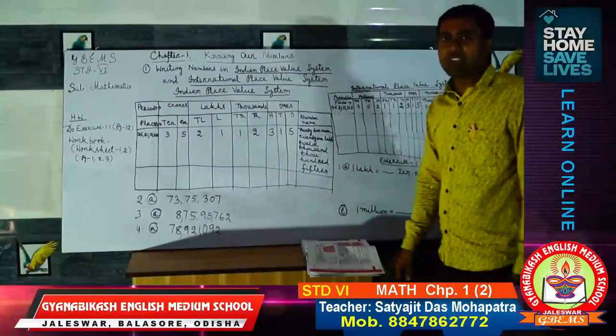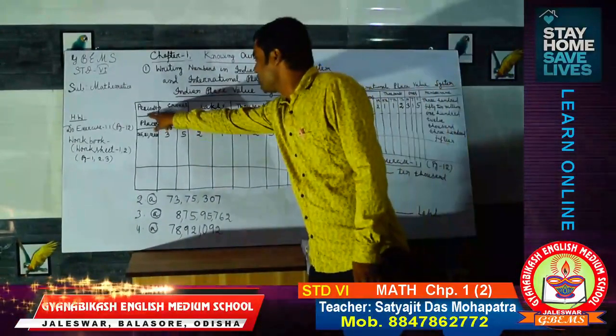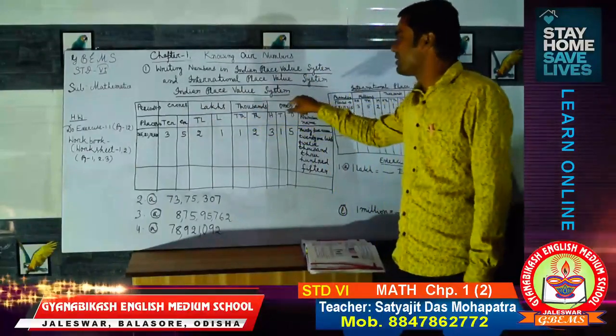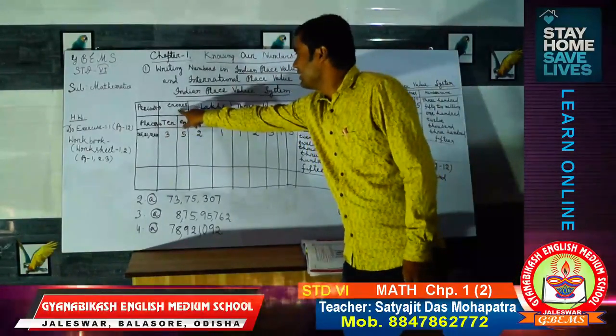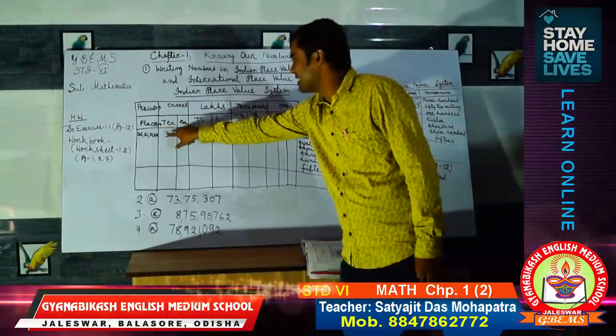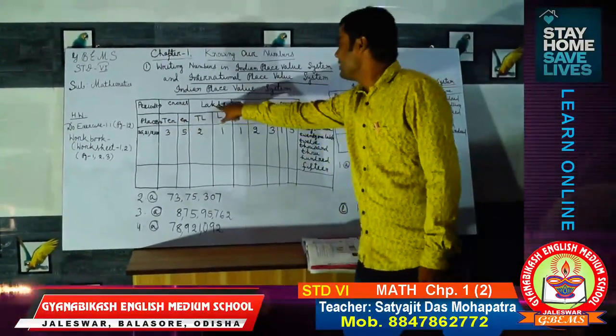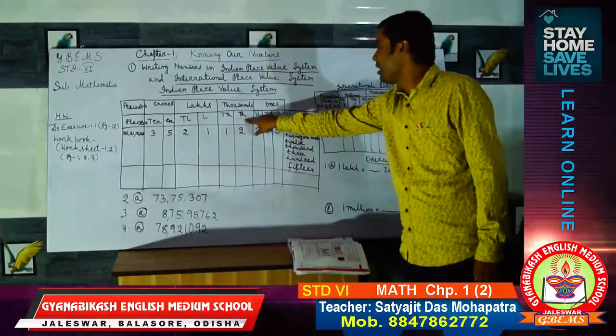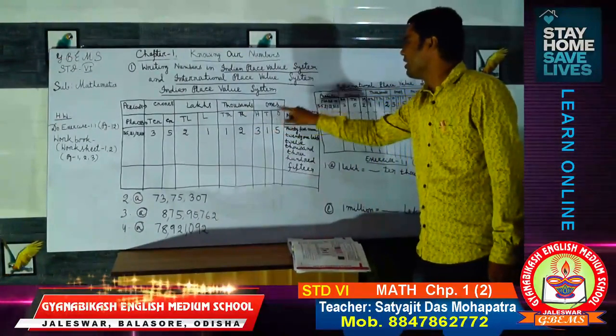In the Indian place value system, first there are some periods. Periods means crores, lakhs, thousands, and ones, and places. This is the crore place, this is the period with the other places. This is 10 crore, this is lakh, 10 lakh, 10,000, 1,000, 100, 10 and ones.